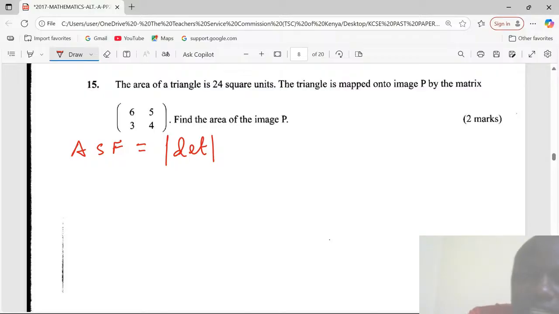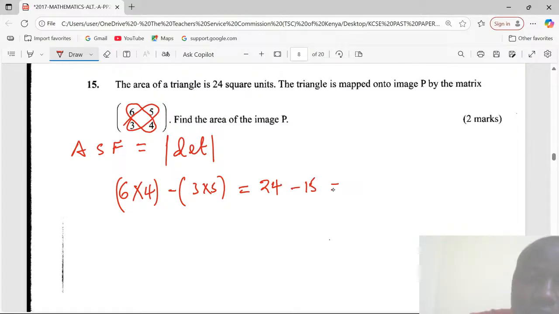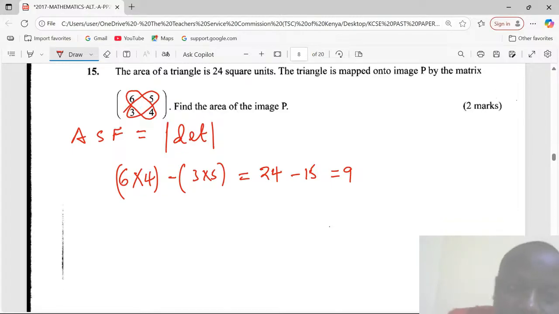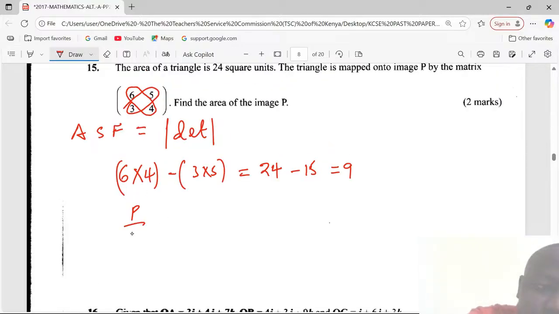So how do we get the determinant? Product of the elements in the leading diagonal, 6 by 4, minus the product of the elements in the other diagonal, 3 and 5. So I'm talking about 24 minus 15, giving us 9. So the area scale factor is 9. If the area scale factor is 9, it means the area of the image over the area of the triangle, which is 24, should give us 9.